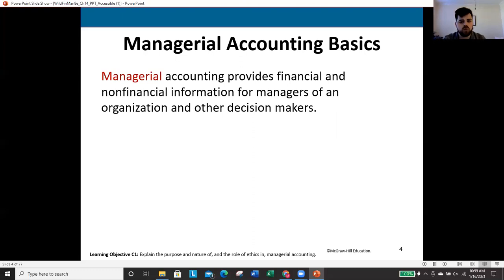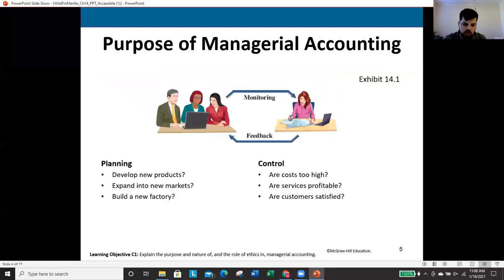But in this course, we don't care as much about those individuals or those groups of people because here we're looking internally to the organization. So how does my internal management make decisions in the best interest of the company? That's really what we're going to be looking at here. So what are we trying to do? With our managerial accounting, we're really trying to do two main things. We try to deal with planning and control.